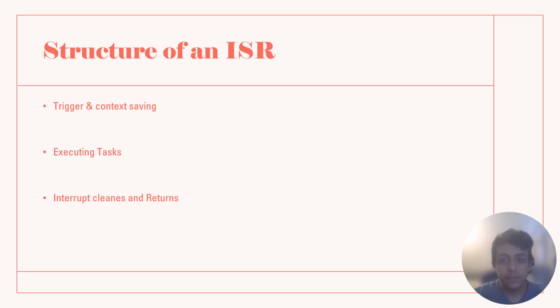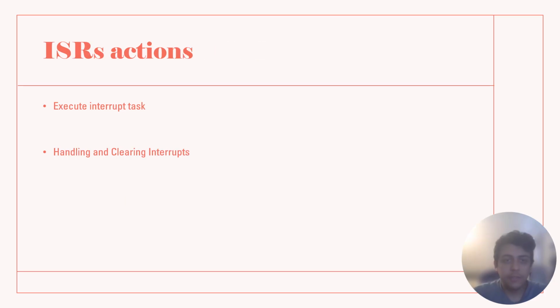When an interrupt occurs, the CPU saves the current execution state. It basically saves the registers, flags, and the program counter to ensure a smooth return after the ISR finishes. Next we have task execution. This means that the ISR performs the required actions such as reading sensor data or handling input from a device. And next we have interrupt clearing and return. So the ISR acknowledges or clears the interrupt flag and restores the saved execution state before resuming normal program flow.